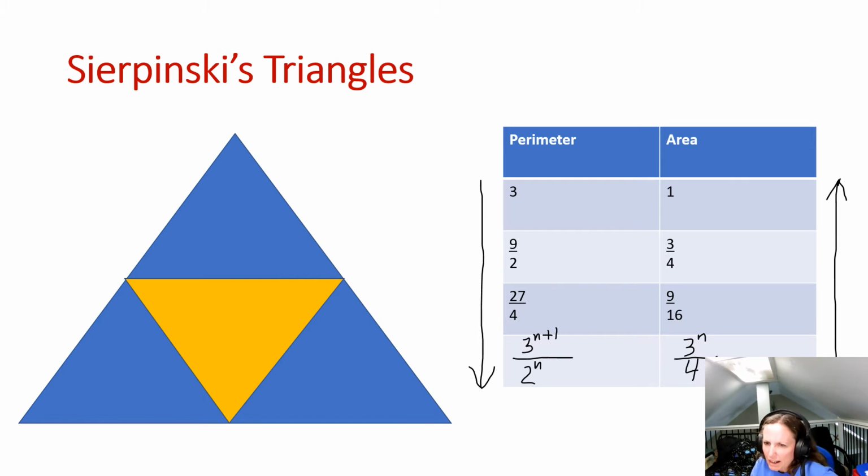What about your area? Well, you now have 3 triangles out of 4. So your original area was a space of 1, and now it's 3/4 of that space. What about our next level? Well, now it's kind of like we have what we had a moment ago, but we have 3 of those little triangles and a yellow triangle in the middle.